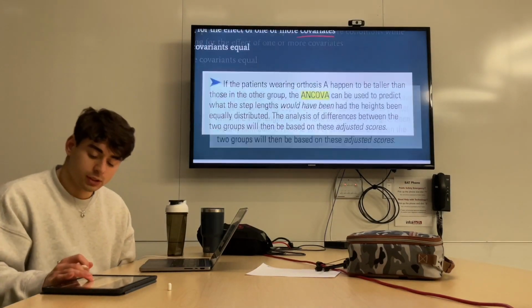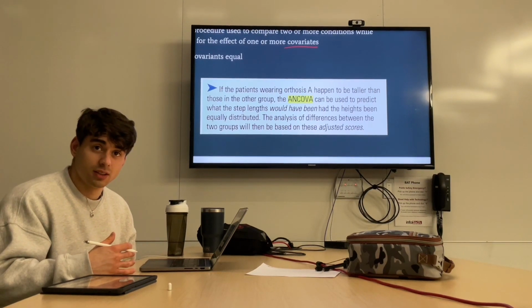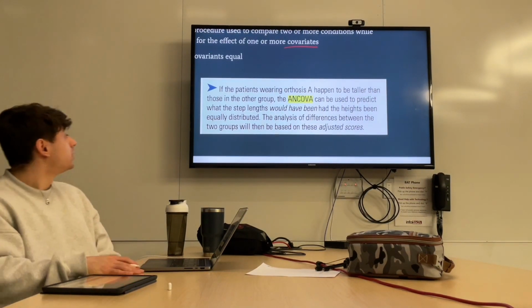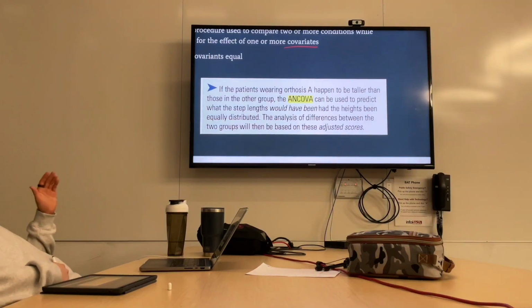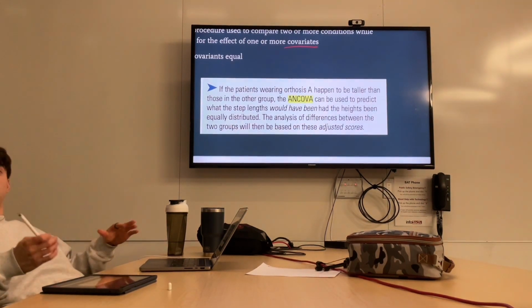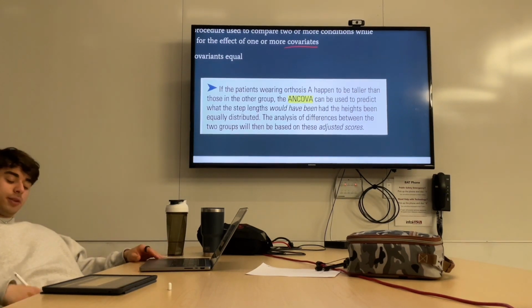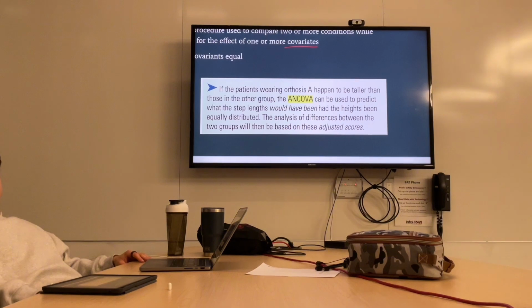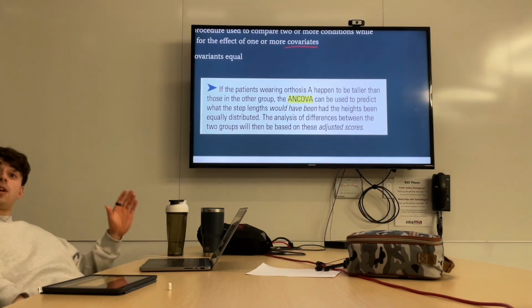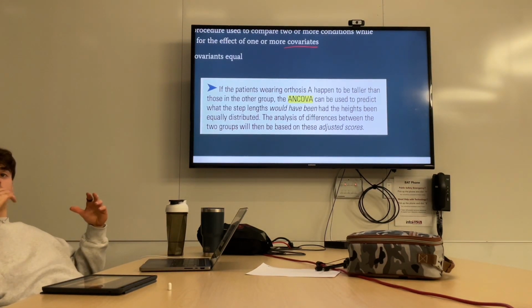Just an example for this. Variance is a key word. We use the example here: if a patient's wearing orthosis A, and they happen to be taller, that's a covariate. Just think about covariance like confounding factors, and you're trying to eliminate them. You're trying to make them equal within groups.